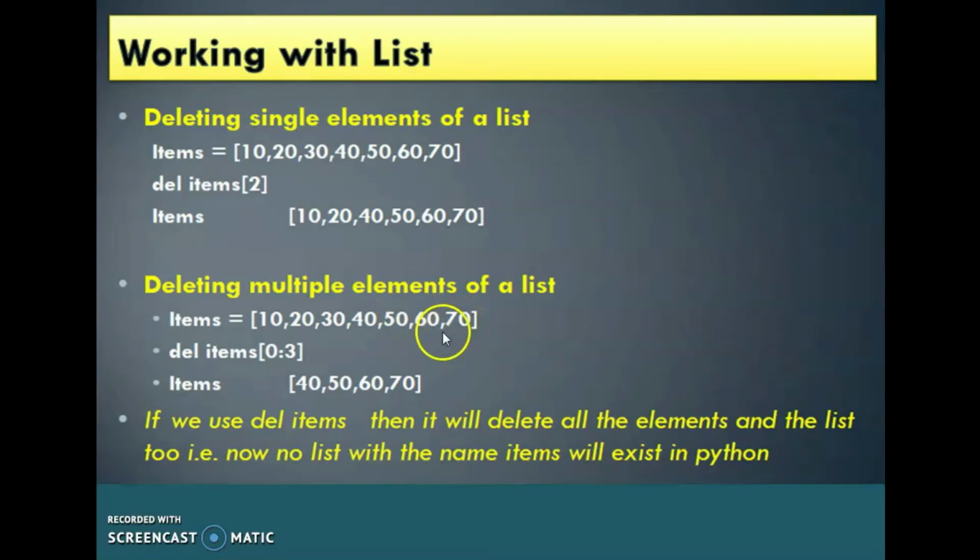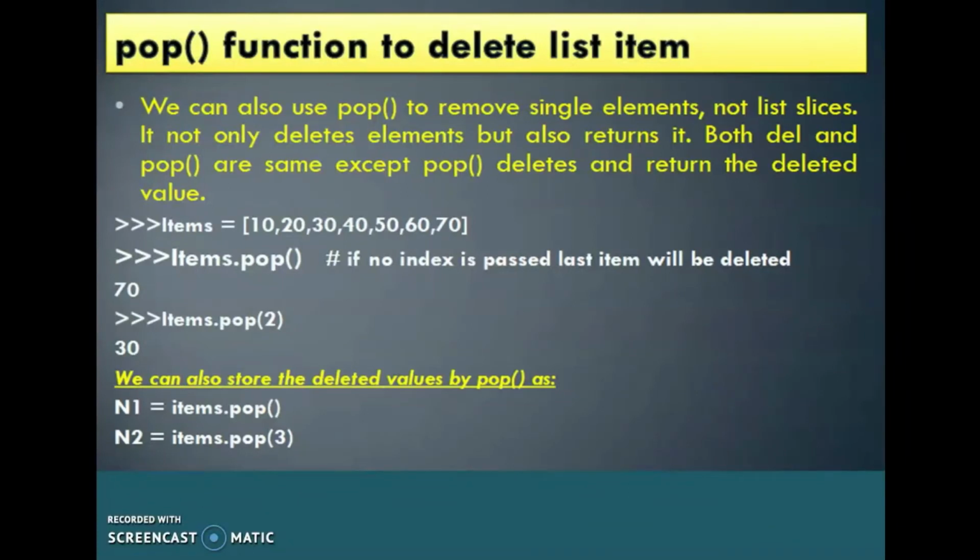Okay, clear? If we use del items, then it will delete all the elements and the list too. That is, now no list with the name items will exist in Python. Directly we can delete the items list from Python. For that, we can use the statement del items. Okay, clear? The next one, pop function.